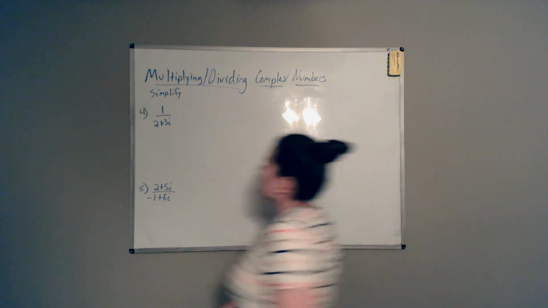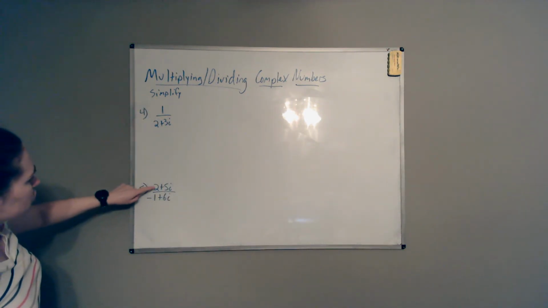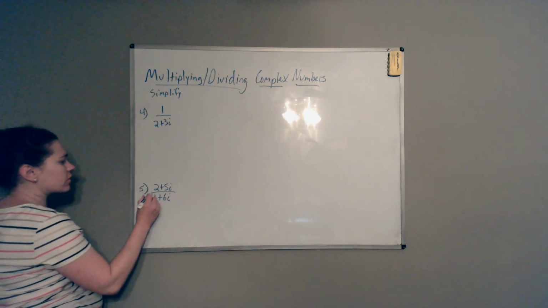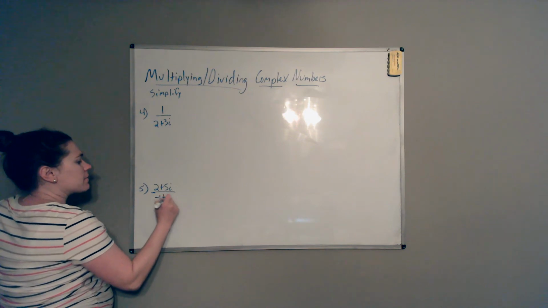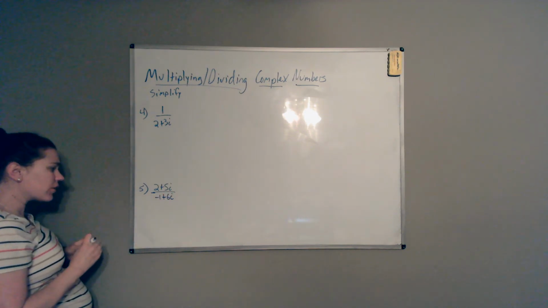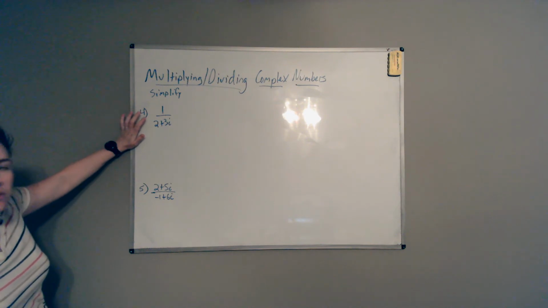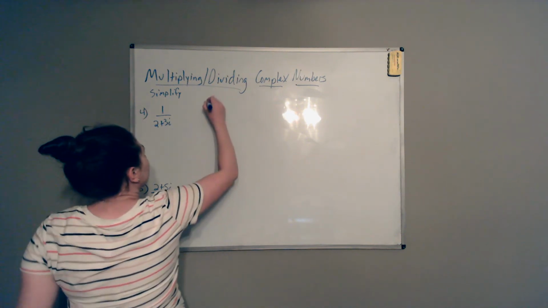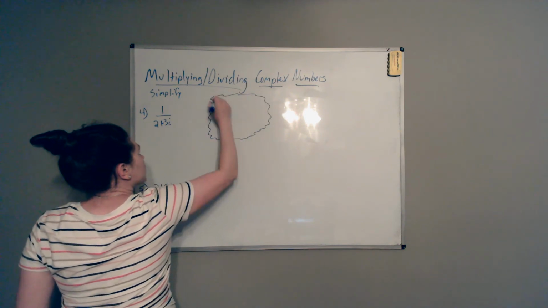Two problems up here. Number 4 is 1 over 2 plus 3i, and number 5 is 2 plus 5i over negative 1 plus 6i. Okay, so notice it's division here because we have a fraction, right? That's implying that we're dividing. But there's a rule, okay? There is a rule about a simplified expression.